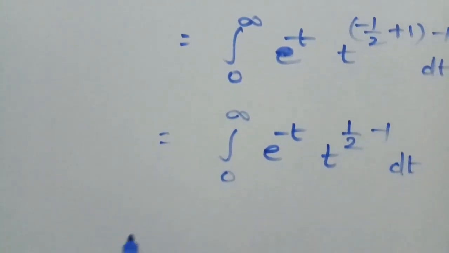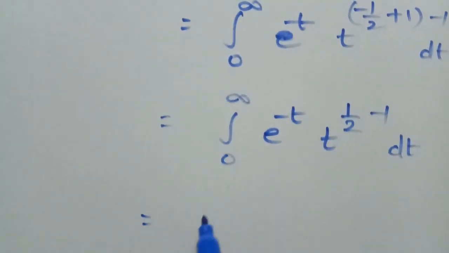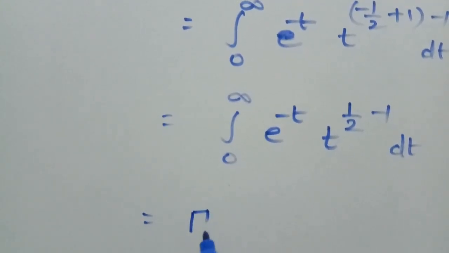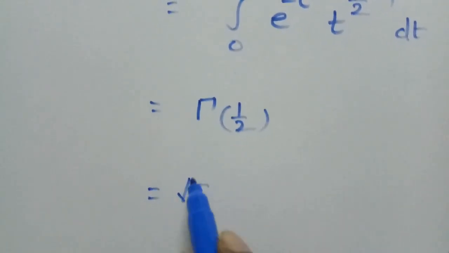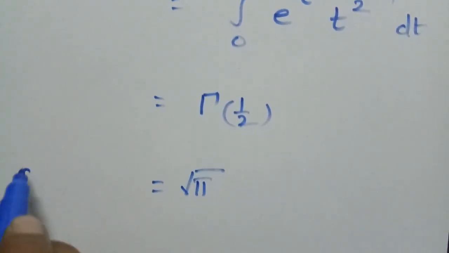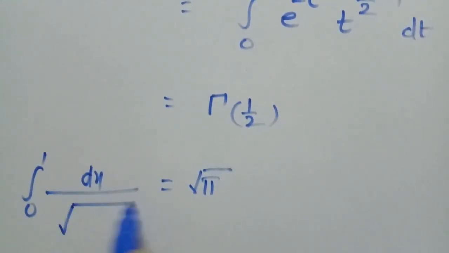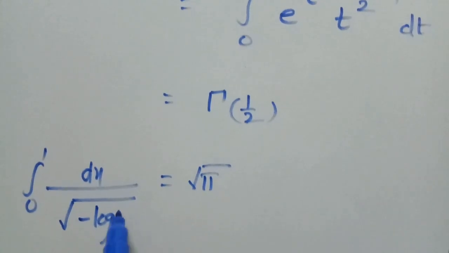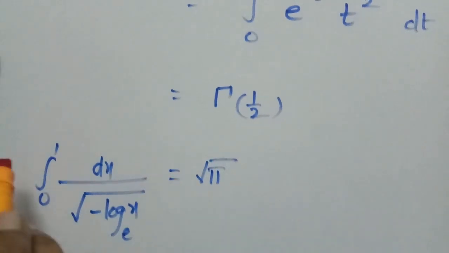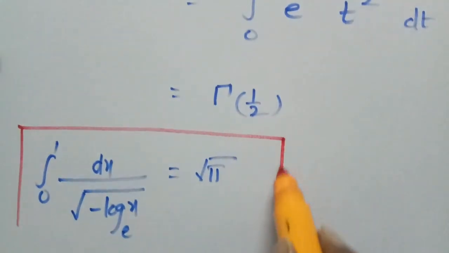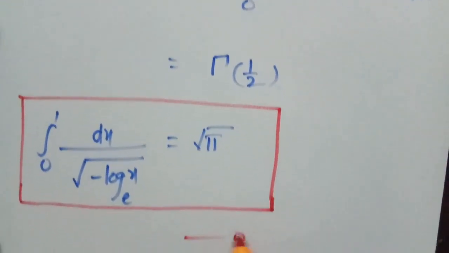Therefore, this is of the form e power minus x into x to the power of n minus 1. Therefore, this is gamma 1 by 2. Therefore, this is equal to square root of pi. Therefore, integral 0 to 1 dx by square root of minus log x base e is square root of pi. This is our required answer.